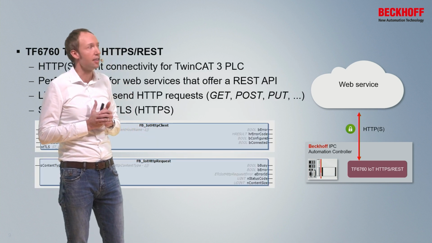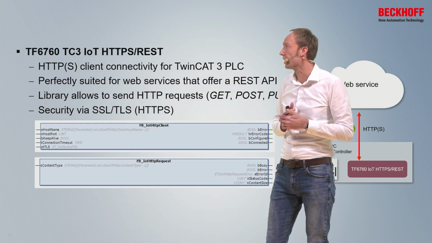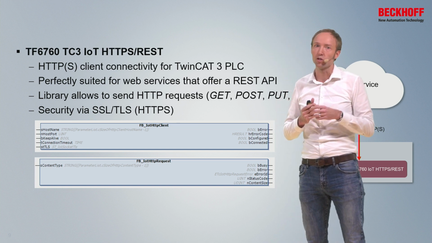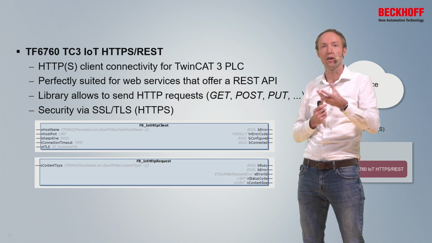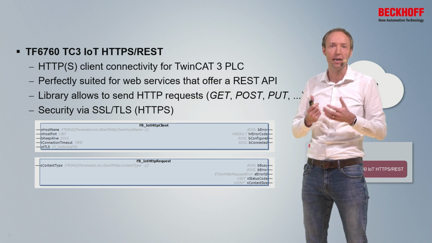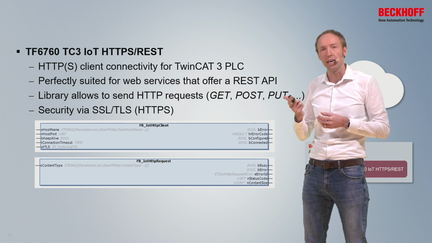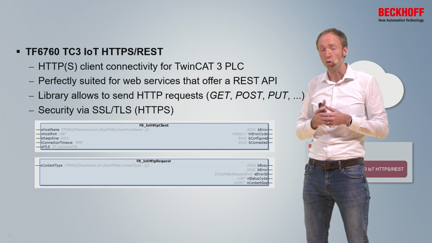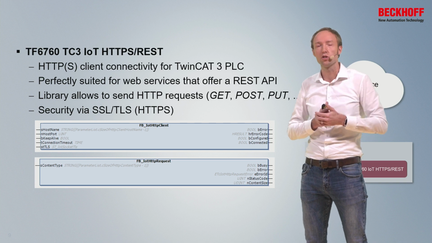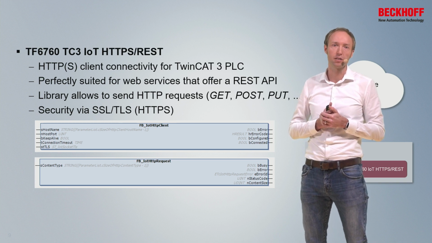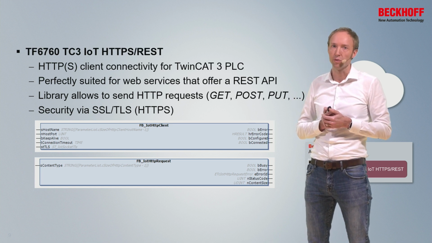The second product that I picked here is the TF6760. It's our HTTP REST client that allows you to establish an HTTP connection to a REST API. So if you have a web service out there that offers a REST API, you can connect to this REST API and then trigger HTTP commands like get, post, put in order to exchange data with this REST API. Of course, the data communication can also be secured using TLS mechanisms. So it's very similar to our MQTT communication protocol that we just saw earlier.